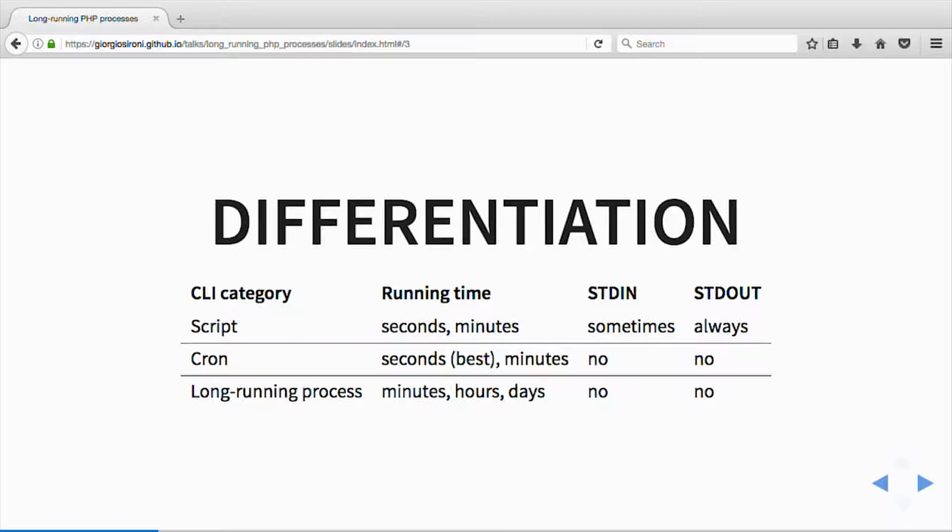And the main difference, however, is that crons are designed to run for seconds at best, for minutes, really not for hours because they will be out of control at that point, while long-running processes are designed to run for long. Not because they are slow, but because they will always be there to provide low latency response to something that is happening on your web application.